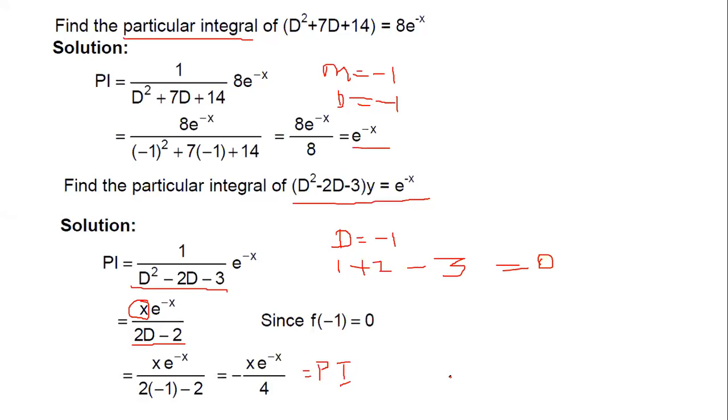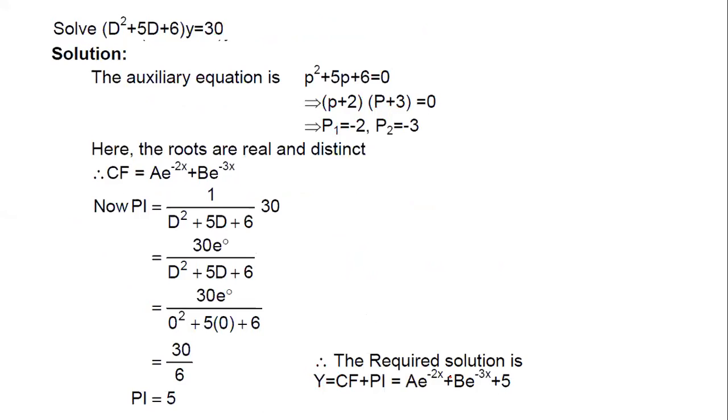In case the denominator is 0, once again we have to multiply with x in the numerator and differentiate with respect to D in the denominator. See the next problem. Next problem is solve D square plus 5D plus 6 into y equal to 30.